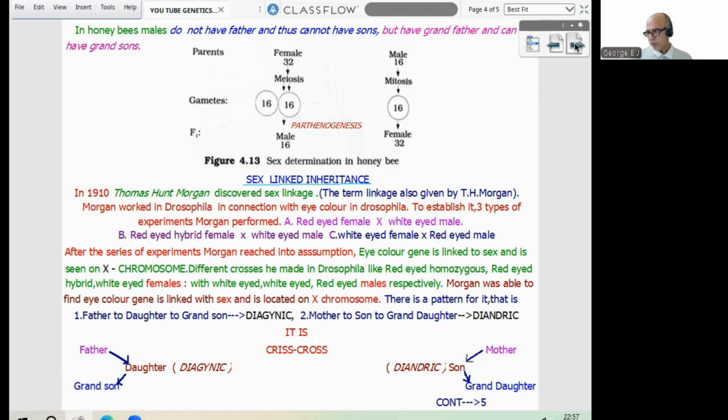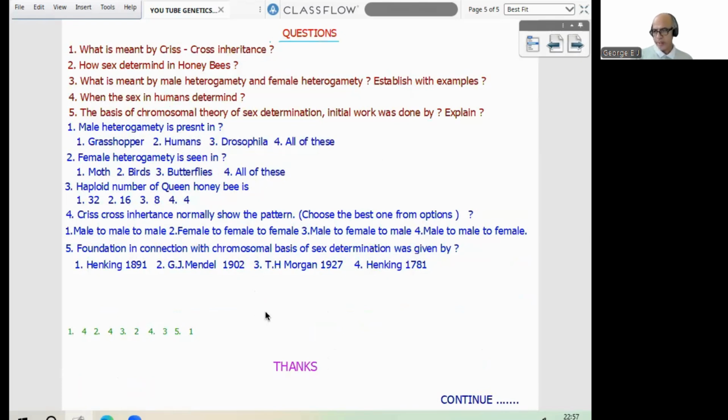After that, we have done 5 theory questions, 5 NEET model questions with the key.